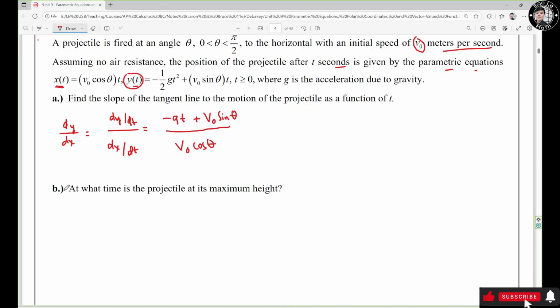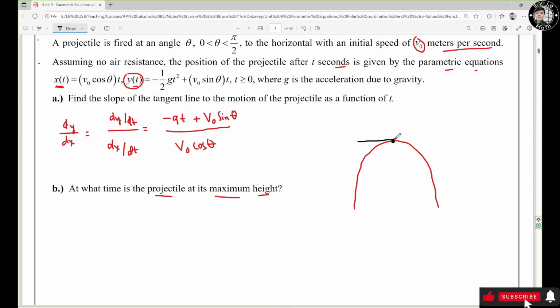Now let's move on to question B. At what time is the projectile at its maximum height? Now go ahead, sketch the graph. It's going to be something like this, right? The maximum height, which means the highest point right here, right? So right at the highest point, you have the tangent line. It's going to be right here.